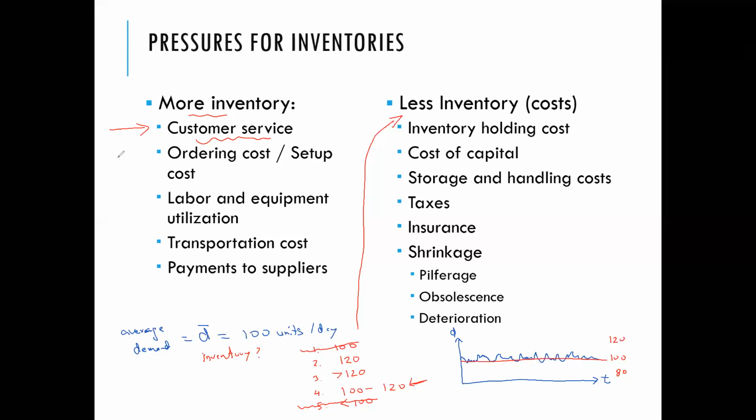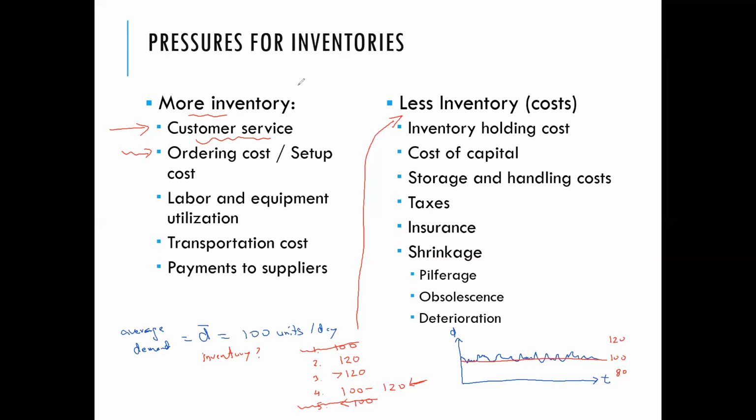Generally, you would want to have more inventory if your ordering cost is very, very high. So basically, if the cost of placing an order is very, very high, you don't want to place a lot of orders. So you will place one big, huge order, and that would result in more inventory. And then there are some other reasons as well, but these two are the major reasons.